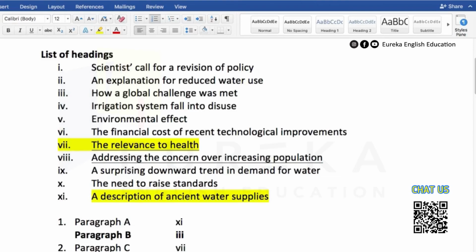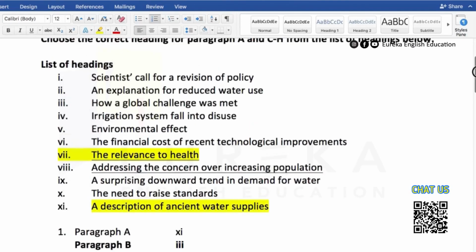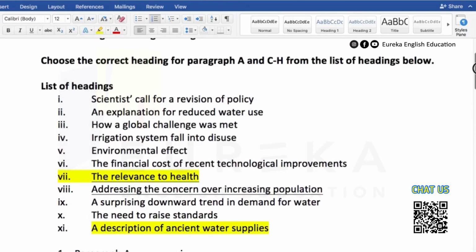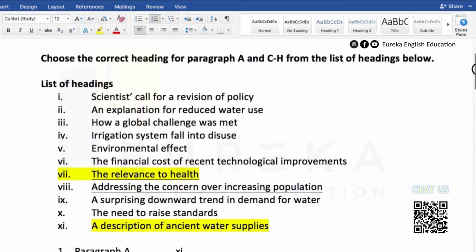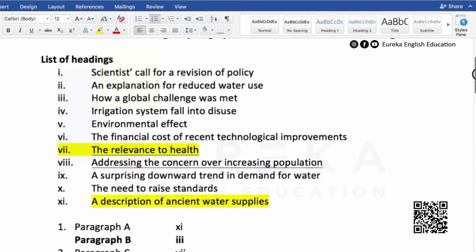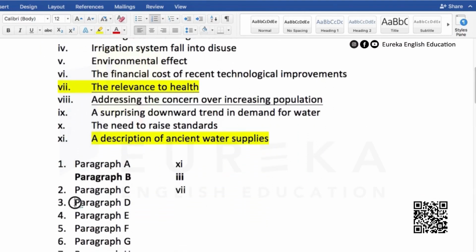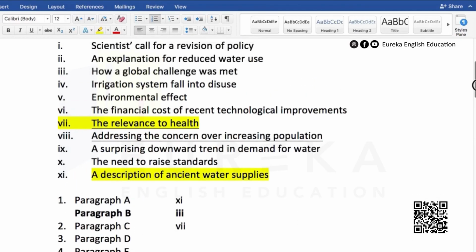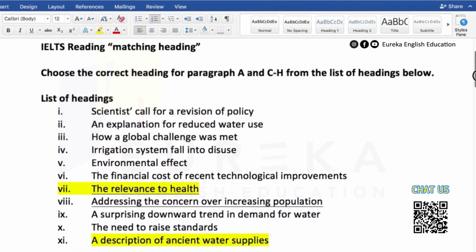Is 7. So yeah, I think that's pretty much the example of how to do this question. I hope this kind of practice could give you an idea about how you do this question. You can do the same strategy for the rest of the questions for this matching heading question.